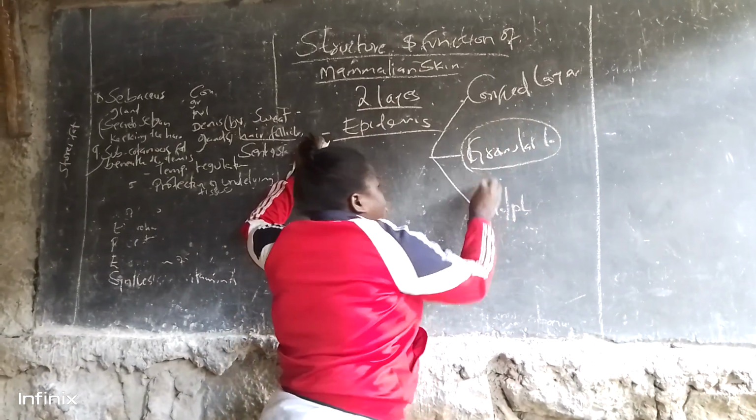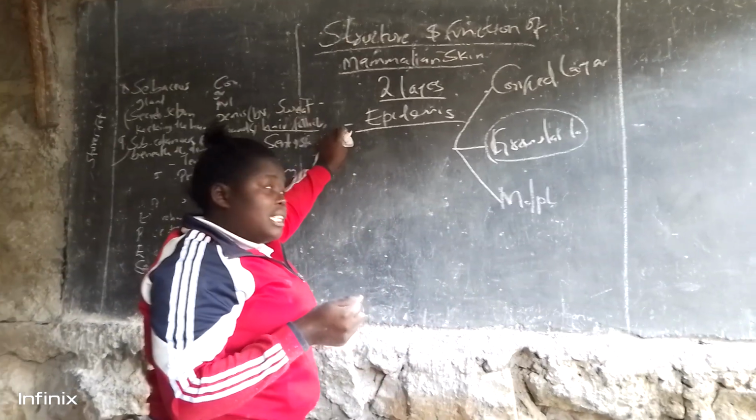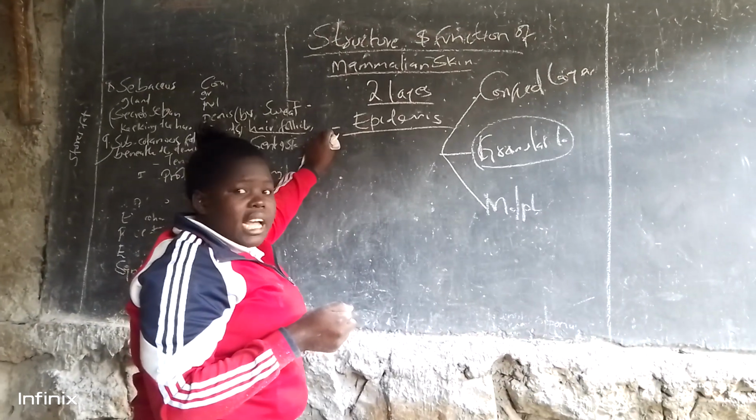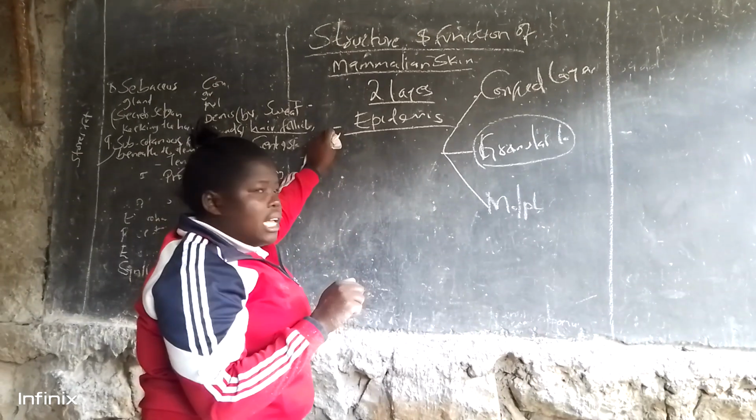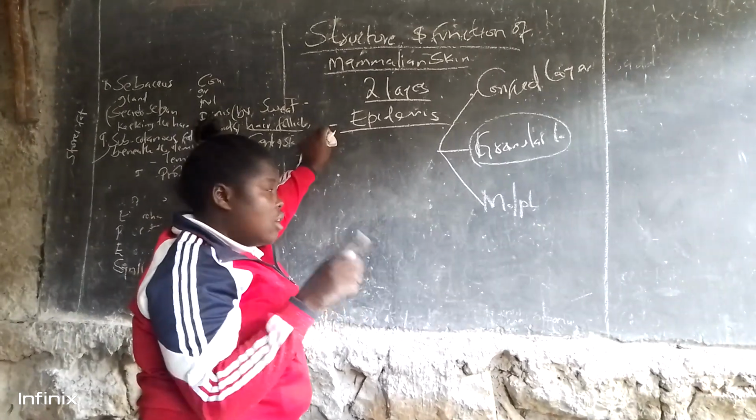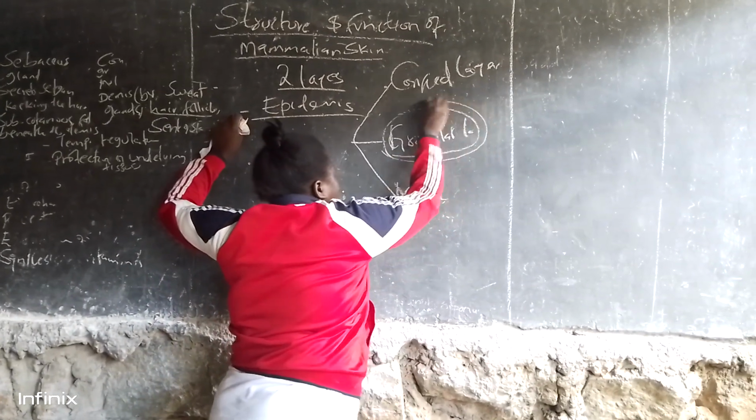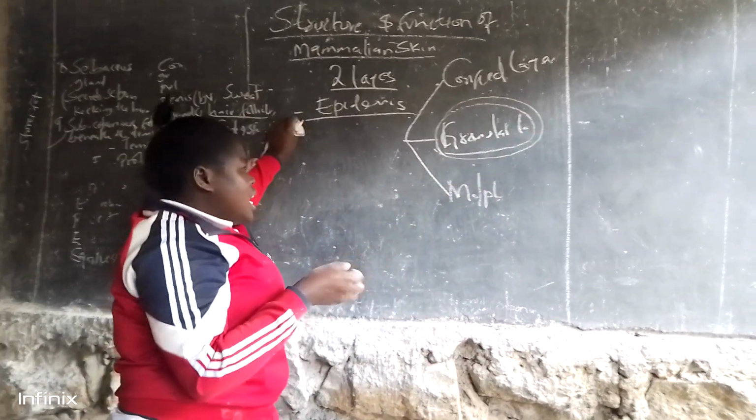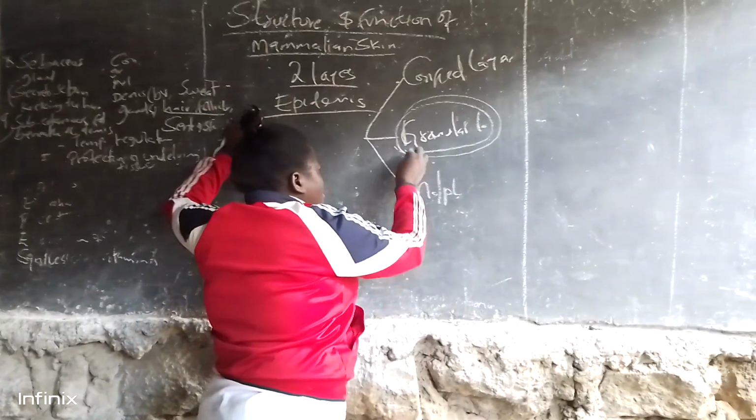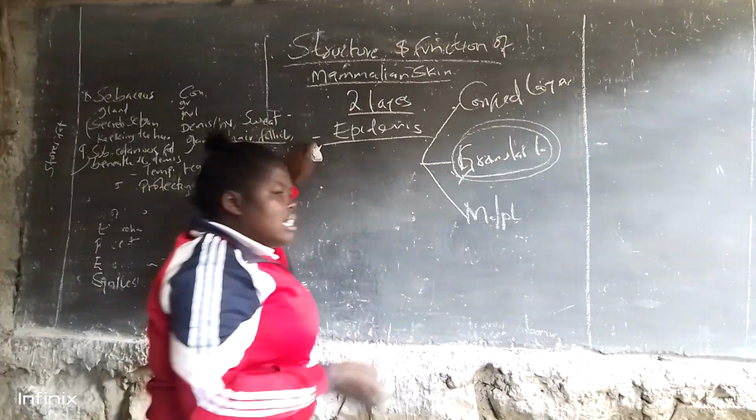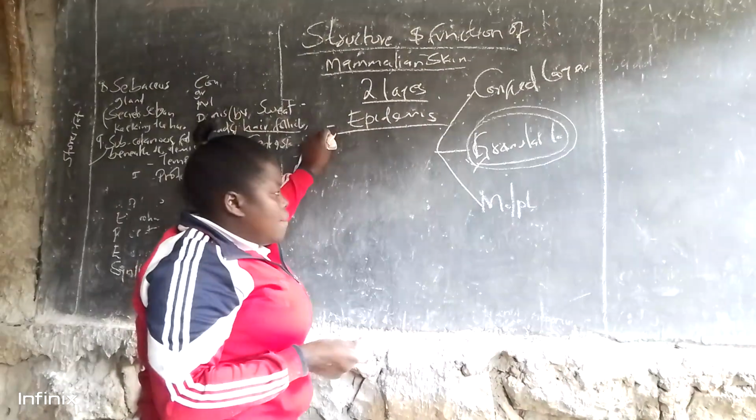Now the granular layer consists of live cells. These live cells, when they die, are promoted to the cornified layer, because the cornified layer only consists of dead cells. So when one or two or more cells die in the granular layer, they form the cornified layer.